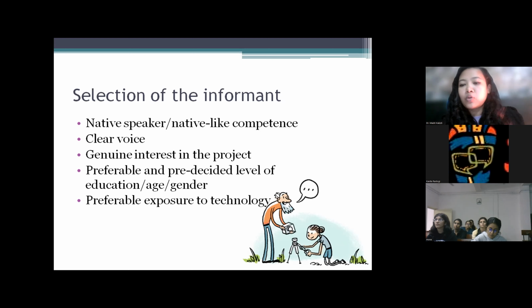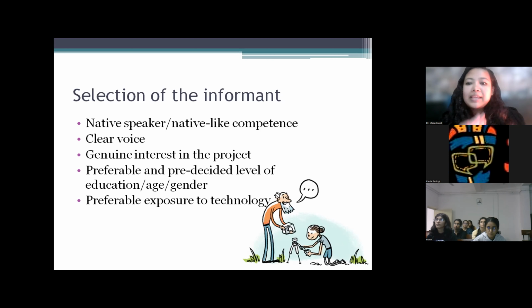For example, during COVID, we were not able to go on field, but we had a group of people who were technologically aware enough that they were able to use phone recorders. They were able to send us the recorded files over WhatsApp or make a video recording and send it across by sharing it on Google Drive. So preferable exposure to technology is always, always good.